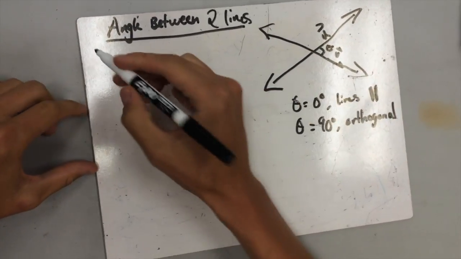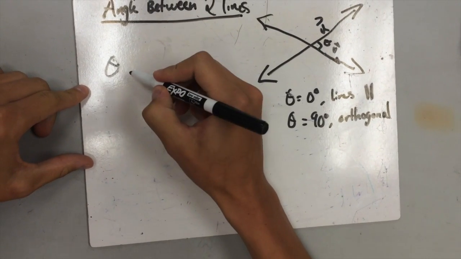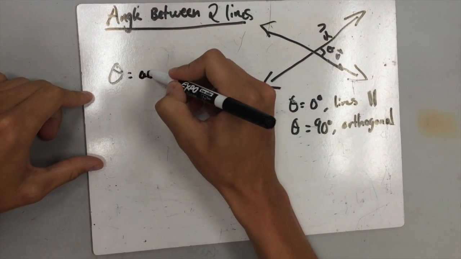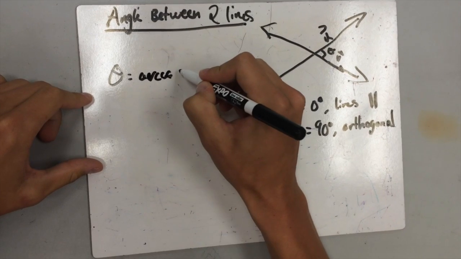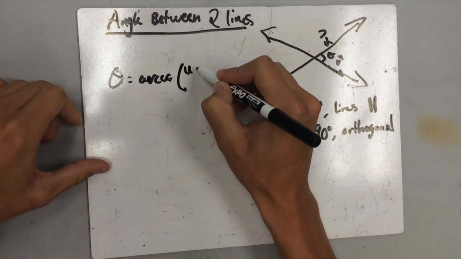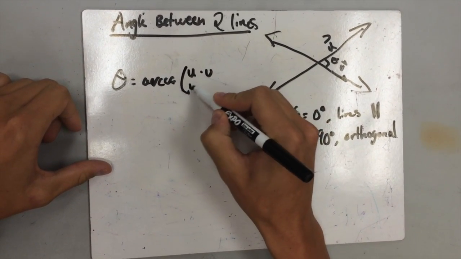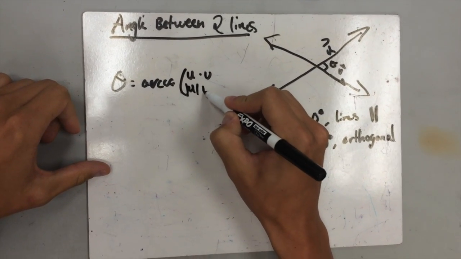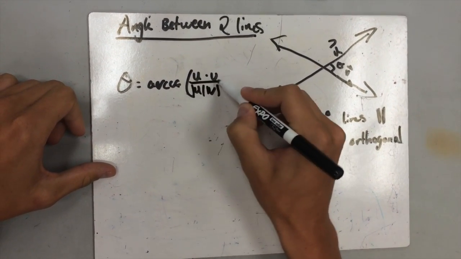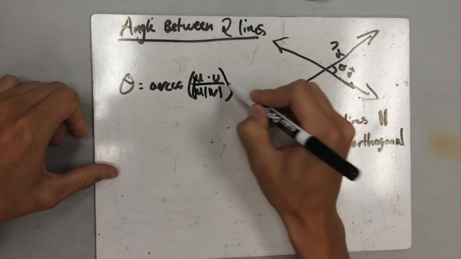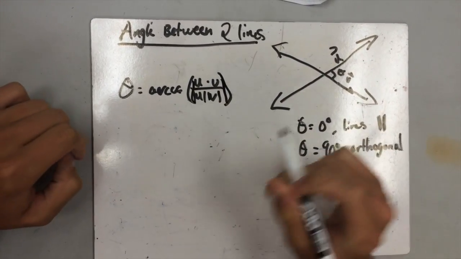Now, the formula to find theta is going to be the arc cosine of the dot product of u and v over the magnitude of u times the magnitude of v. And the absolute value of that entire quantity.